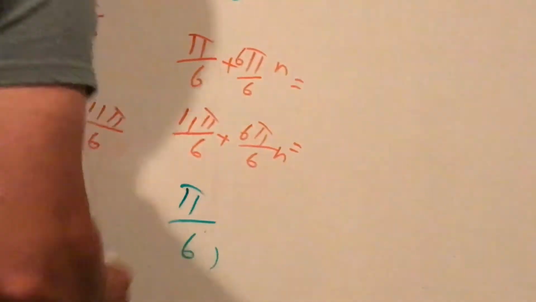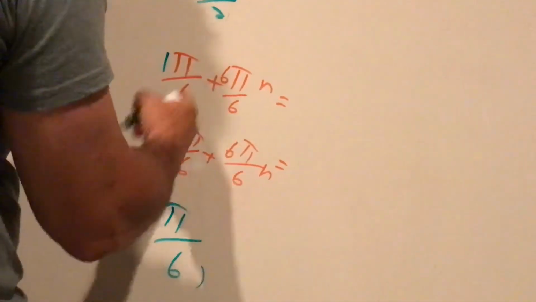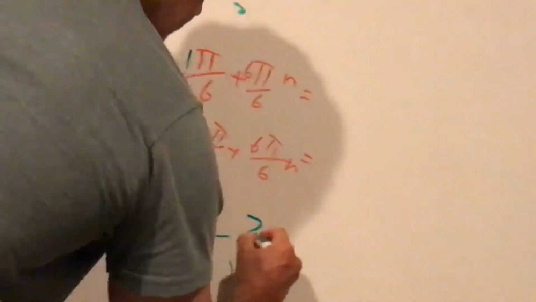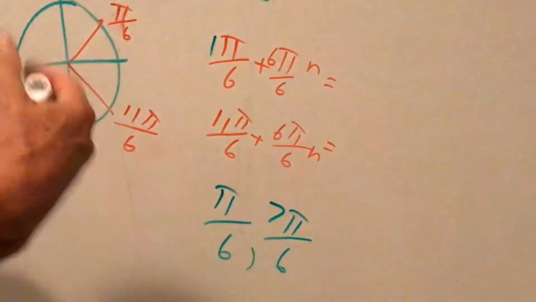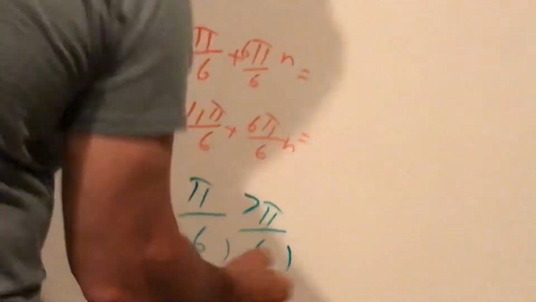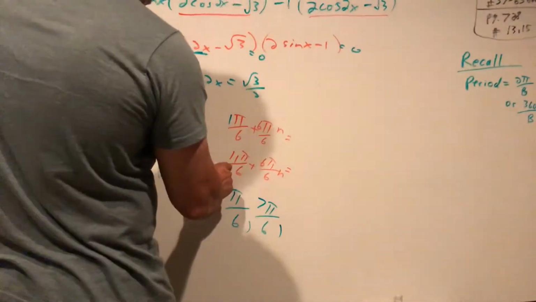Pi over 6 is a good answer. Pi over 6, that's 1 pi over 6 plus 6 pi is 7 pi over 6. Plus 6 more is 13 pi over 6, which is too much. Out of range, out of the domain. The next one is 11 pi over 6.